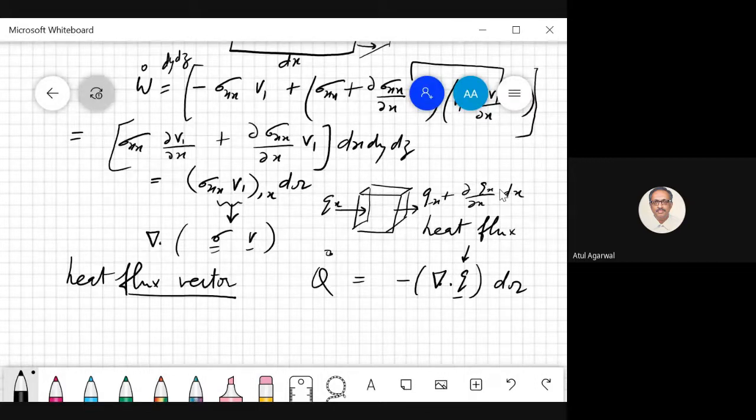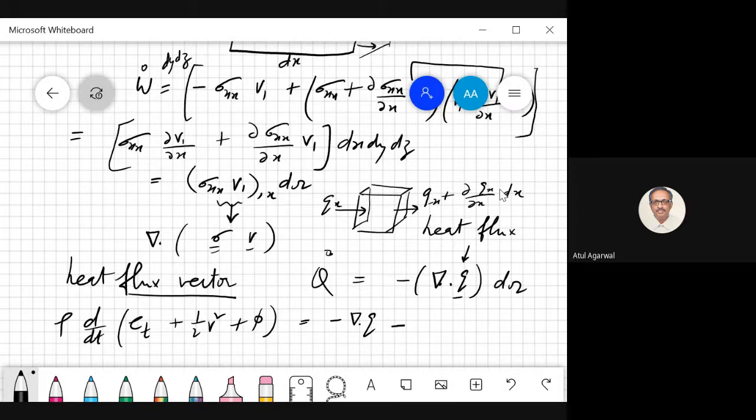So what is the equation of energy balance? Rho d by dt of internal energy plus kinetic energy plus potential energy equals minus divergence of Q. Now you are taking terms per unit volume. You see, this is also per unit volume. You are not multiplied with volume. Plus divergence of... Is it all right? You have got energy transfer due to stresses, and loss of heat due to heat conduction.